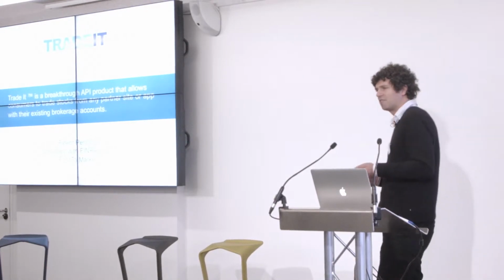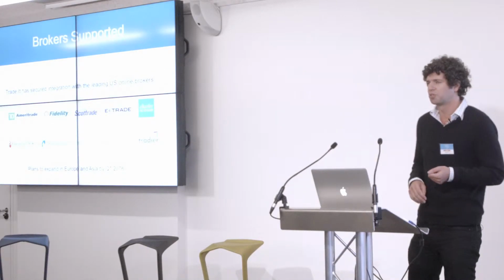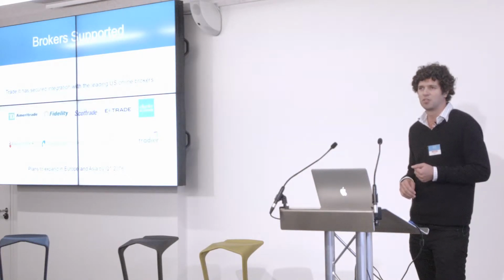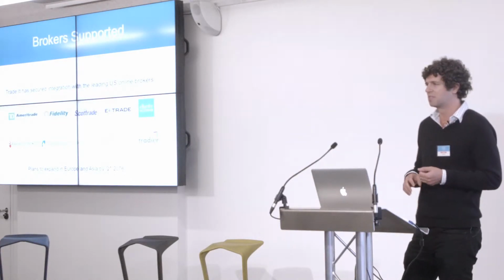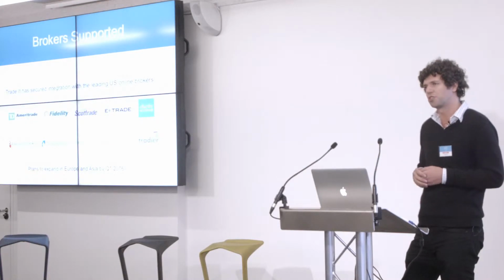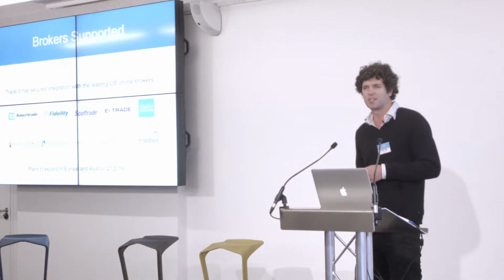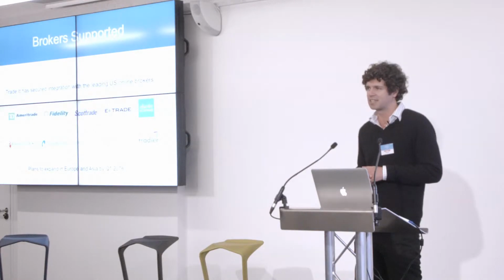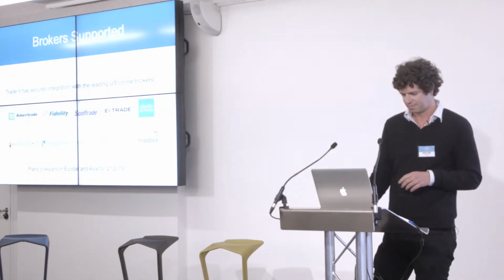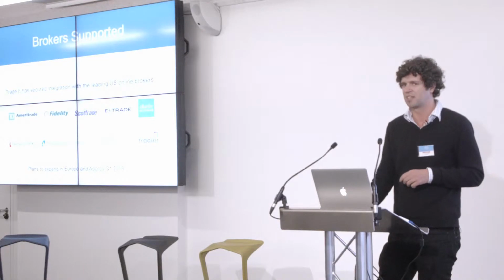So that's why we came up with TradeIt. So TradeIt is an API product that allows consumers to trade from any of our partner sites with the brokers of their choice. Today, we support most leading US brokers, and we plan to support all US brokers by the end of the year. We also plan to expand in Europe and Asia by early next year. As you can see, we have the top 5 brokers and even what you call the second-tier brokers.